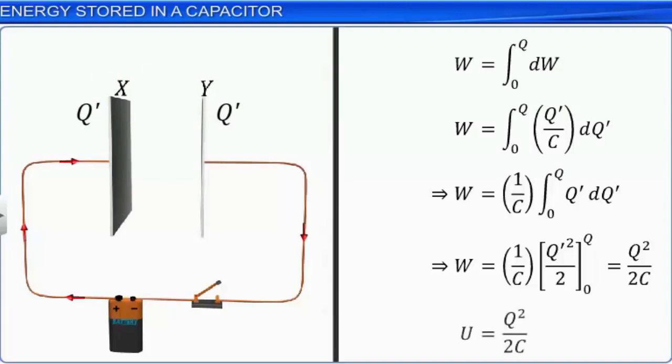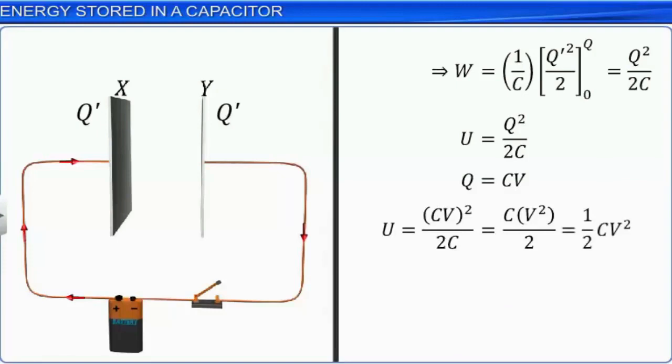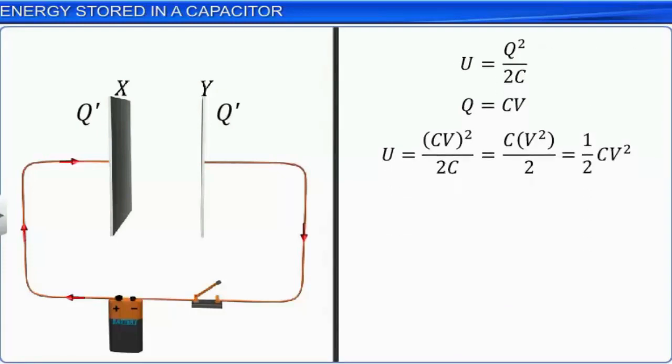Using Q equal to CV, we also see that energy stored U is equal to Q square by 2C is also equal to half CV square. Now, since Q is equal to CV, U is equal to half QV.